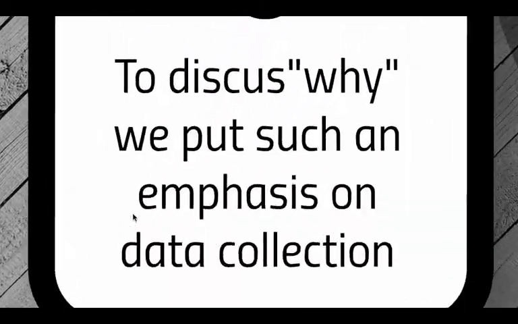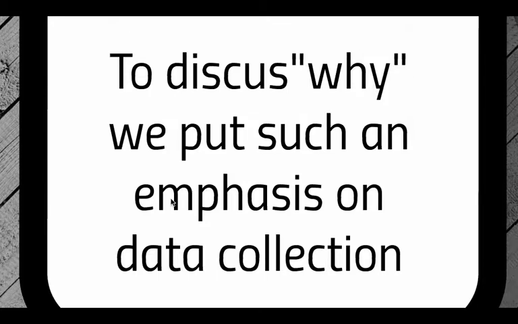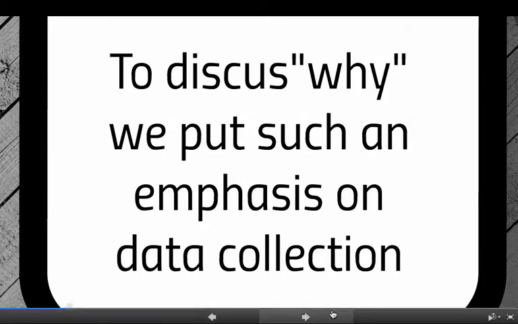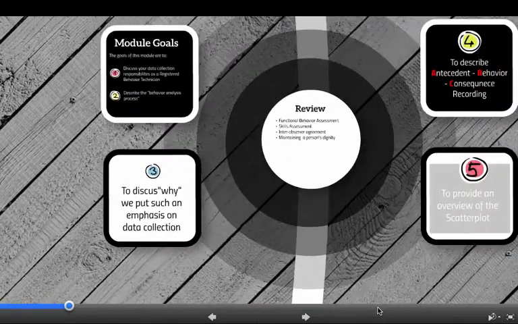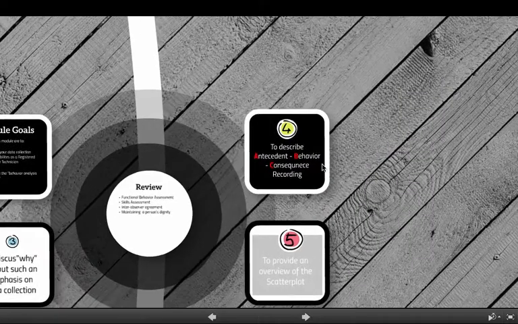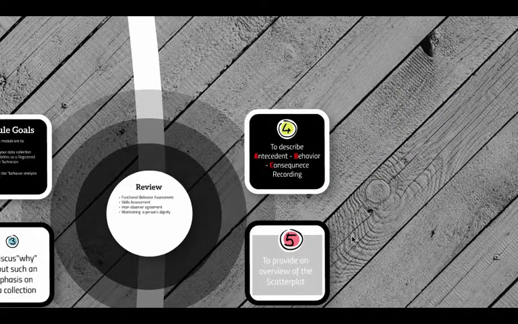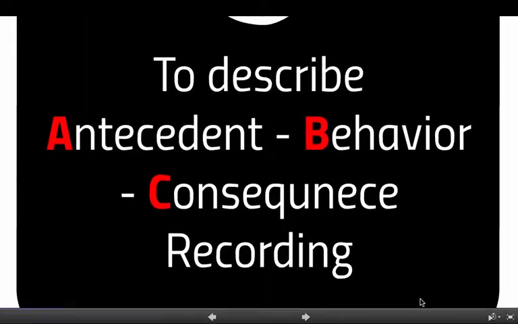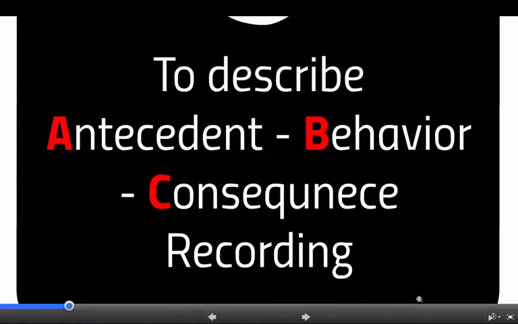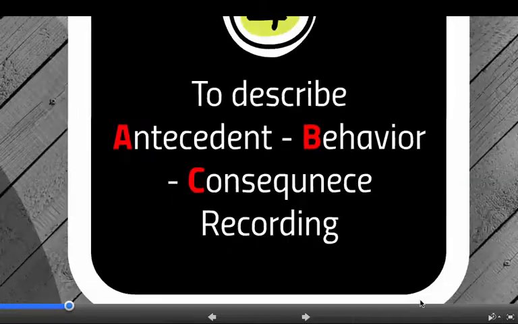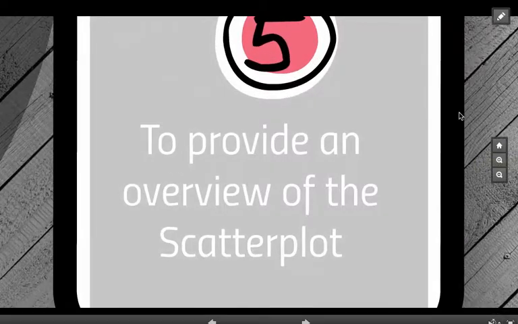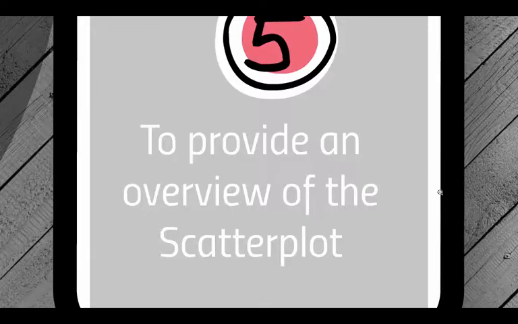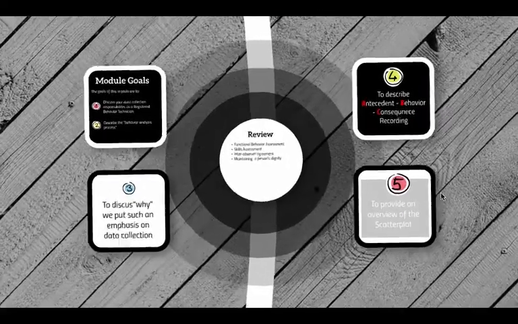The third specific goal for this module is to discuss why we put such an emphasis on data collection. And once again, it's because of our commitment to data-based decision making that we put such value on data. The fourth objective of this module is to describe the antecedent behavior consequence recording methodology, also affectionately known in our field as ABC recording. So we'll be spending time on that. And then finally, the fifth objective is to provide an overview of yet another tool we use to identify patterns in the environment, and that's referred to as the scatter plot.